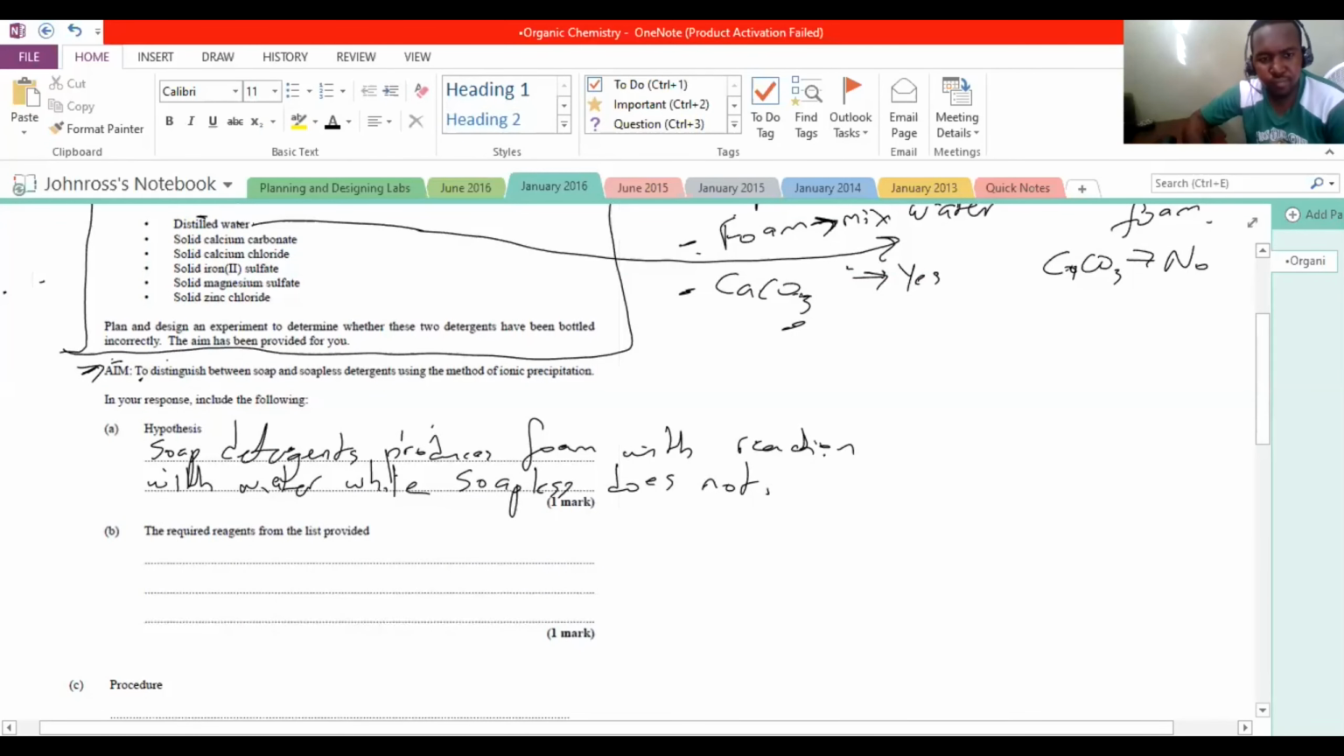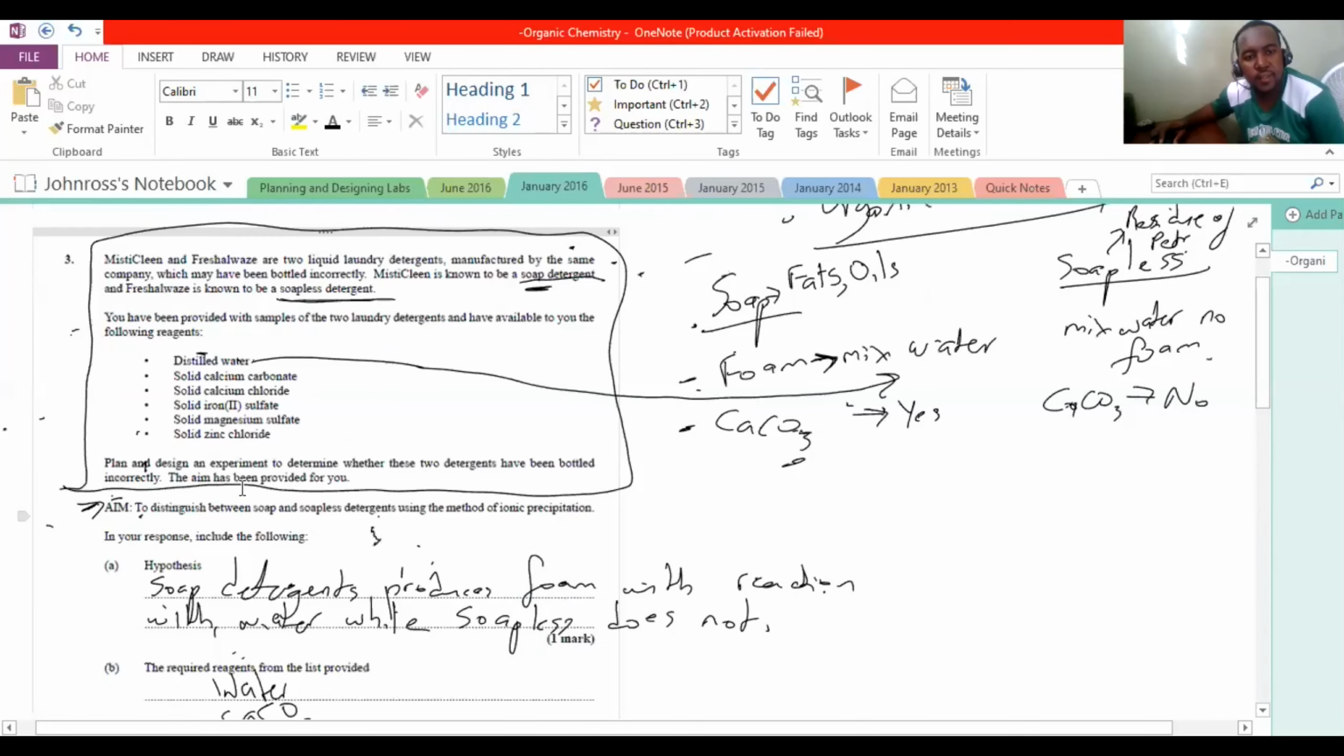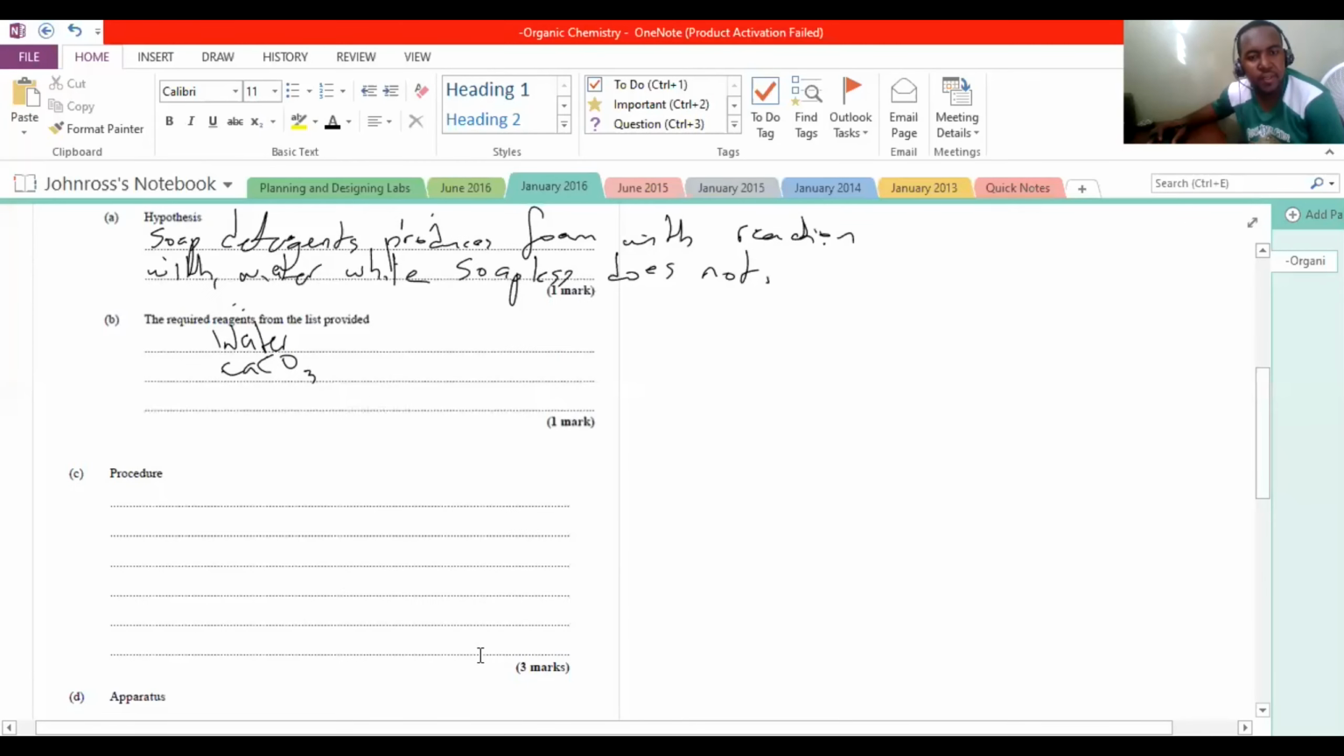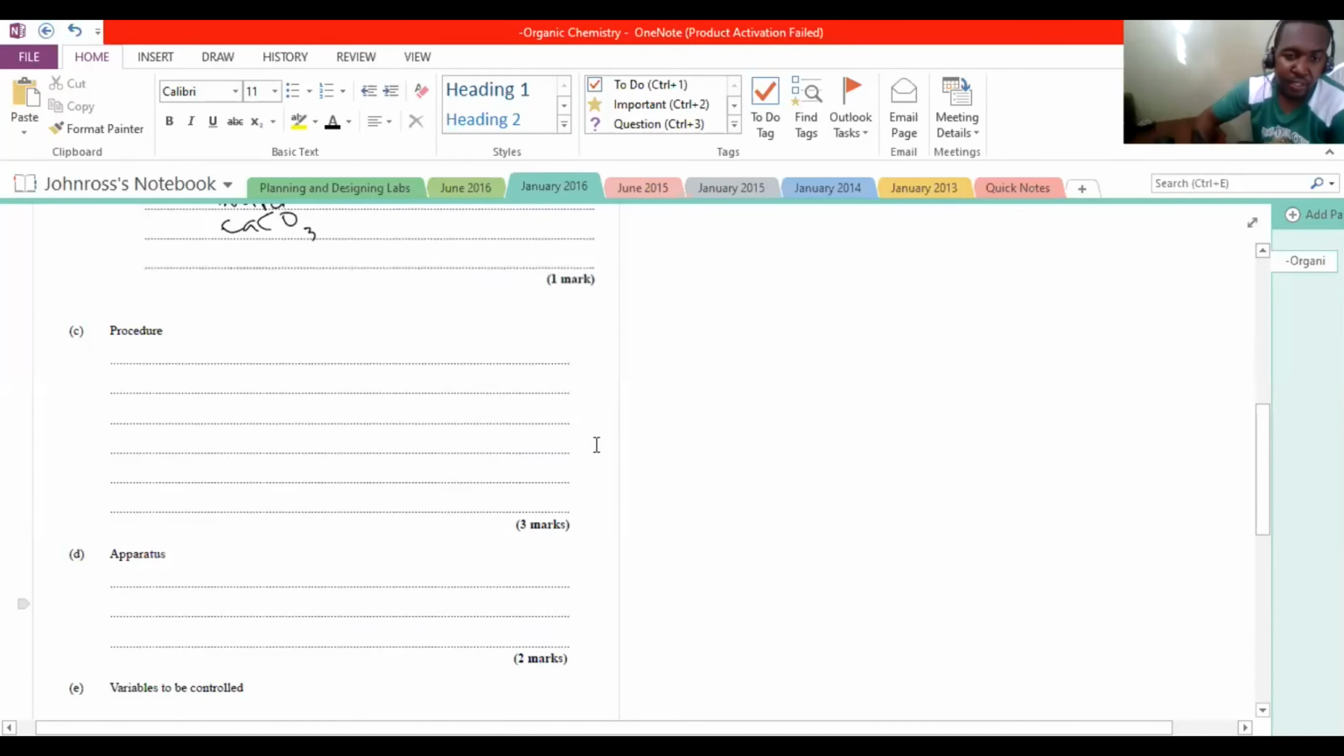All right, so it says reagents. So we're not just going to use water alone. We're going to use water, and you choose one. So we're using water and calcium carbonate. Let's go with calcium carbonate. It's solid calcium carbonate, so we're just going to use the water to actually dissolve it to make it so it can react with your detergents.